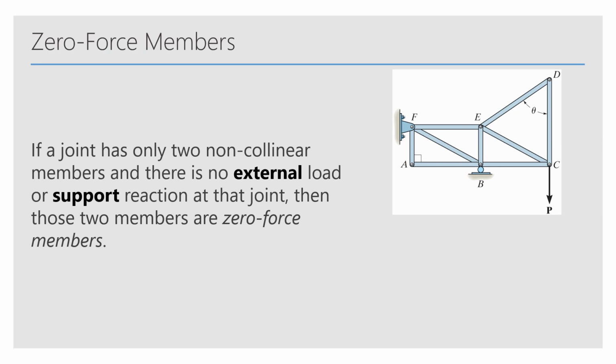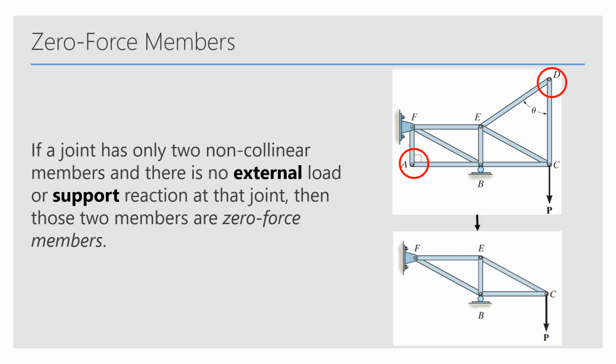These zero force members are found if a joint has only two non-collinear members and there is no external load or support reaction at that joint. Then those two members are zero force members. In this example, the joints with zero force members would be A and D, which means that if we had a truss that looked like this, without those joints and the members connected to them, it would be the same overall, because the members DC, ED, AB, and AF all equal 0.